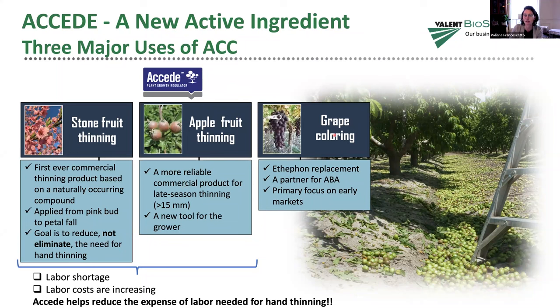And then we're also going to have a label, not yet on the label, but for some countries, for grape coloring. It's going to be another partner for Proton, which has the ABA, which promotes coloring. For both stone fruit and apple, it's really going to be a game changer, because it's going to help reduce the expense of labor needed for hand thinning, especially now that we have a labor shortage and labor costs are increasing. And stone fruit is going to be very unique in that case.